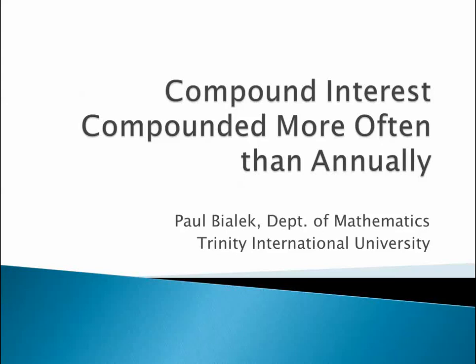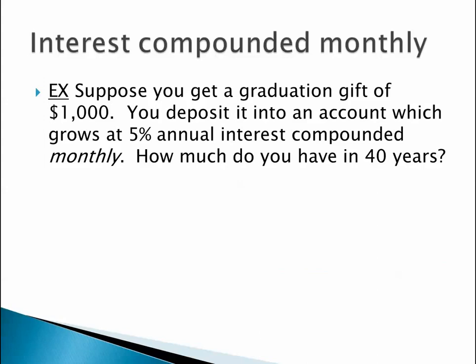Let's look at compound interest compounded more often than annually. Suppose you get a graduation gift of $1,000. You deposit it into an account which grows at 5% annual interest compounded monthly. How much do you have in 40 years?